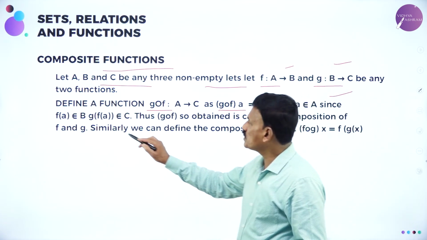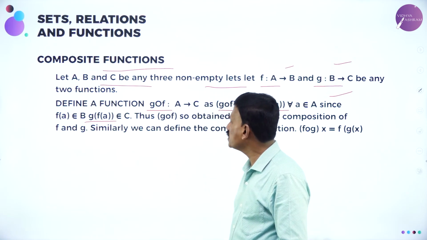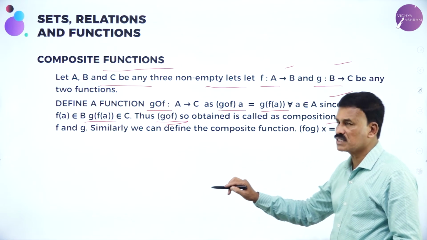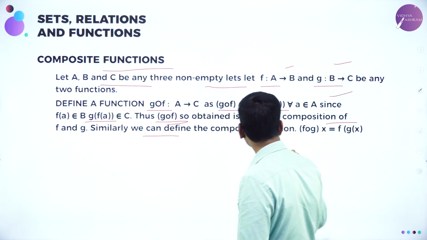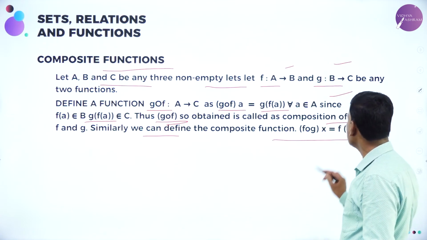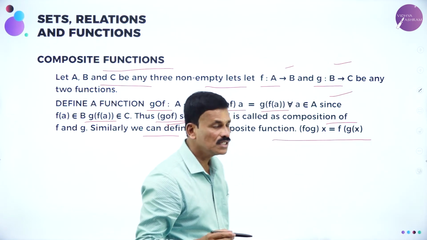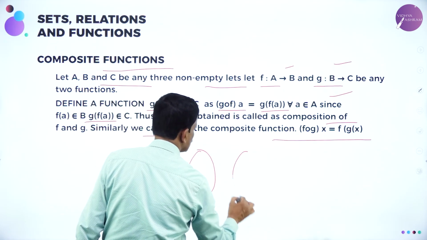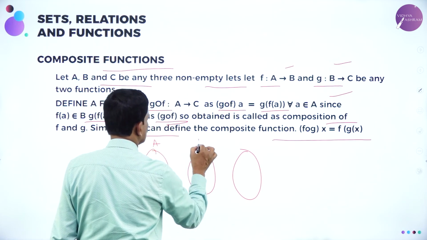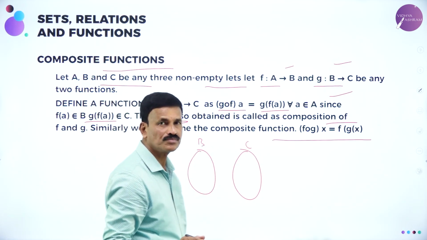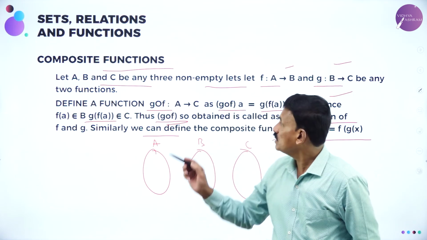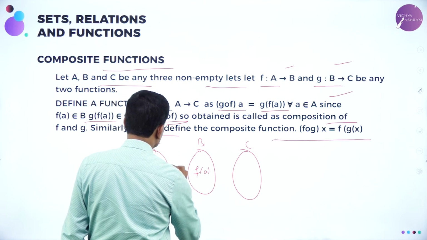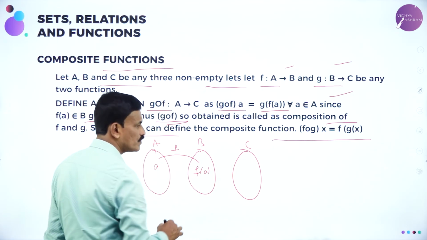Since f of a belongs to B and g of f of a also belongs to C, thus g naught f so obtained is called the composition of the functions f and g. Similarly, we can define the composition f naught g as f of g of x. Now, let us represent this. Let A, B and C be three non-empty sets. Here f of a is a function from A to B.